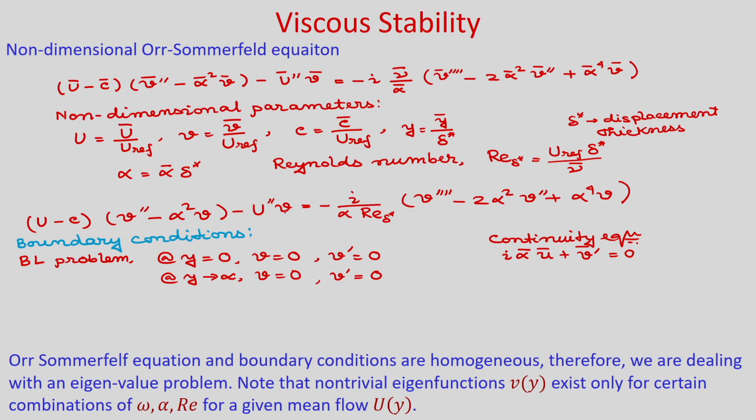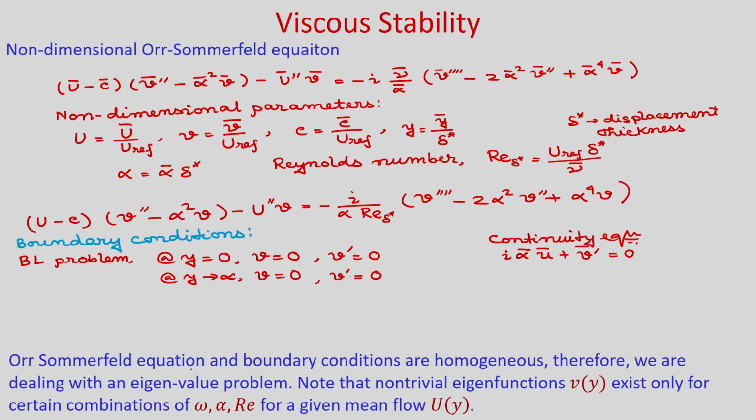So, we need to solve this fourth order ordinary differential equation along with these 4 boundary conditions. For other problems you can write the boundary conditions suitably. So, you can see that the Orr-Sommerfeld equation and boundary conditions are homogeneous, because you can see from these 2 equations. Therefore, we are dealing with an eigenvalue problem. Note that non-trivial eigenfunctions V(y) exist only for certain combinations of omega, alpha, Re for a given mean flow u(y).